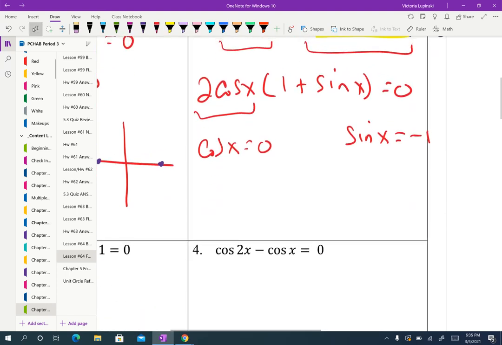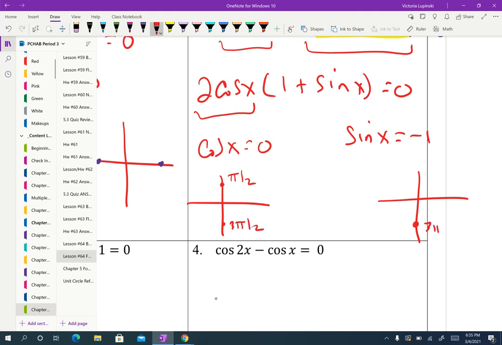So if you think about your cosine of x equaling 0, that happens at the top and at the bottom. If you think about the sine of x equaling negative 1, that happens only at the bottom as well. So it turns out that because this is pi over 2 and 3 pi over 2 and 3 pi over 2 again, you can actually combine all those answers to just write one simple expression.